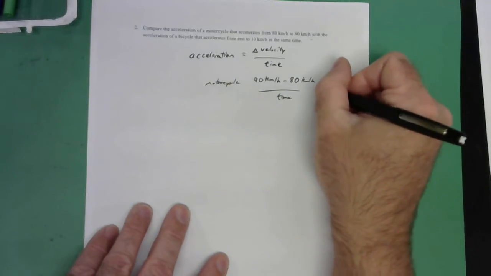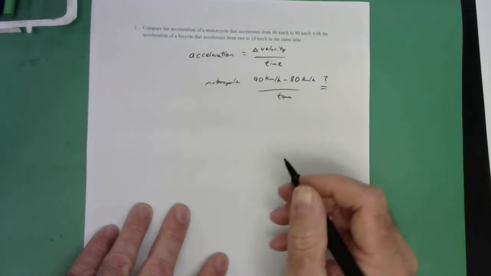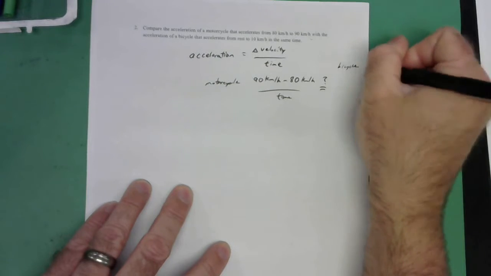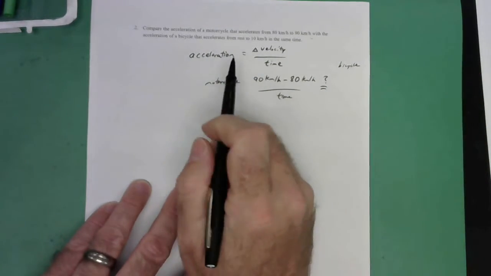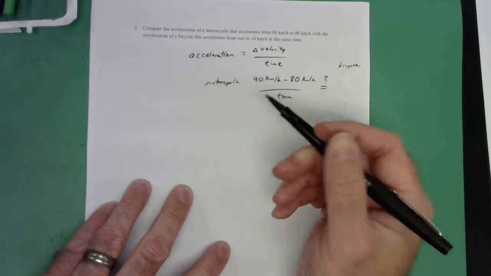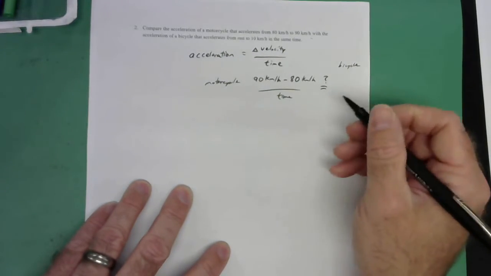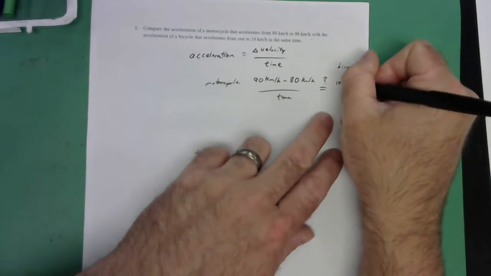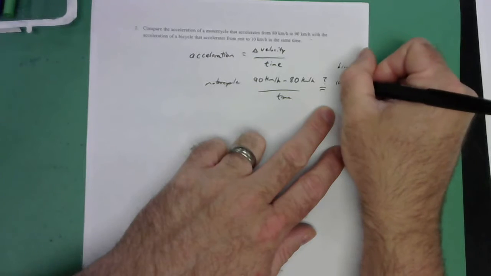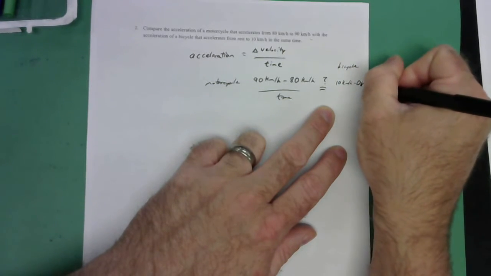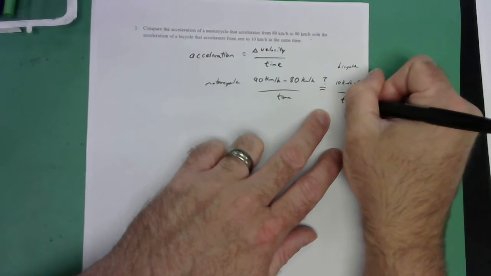And I want to compare that with the bicycle, which is going to accelerate from rest to 10 kilometers per hour. Rest means if you're at rest, your speed is 0. So this is going from 0 up to 10. So we're going to do final minus initial: 10 kilometers per hour minus 0 kilometers per hour, divided by the time.